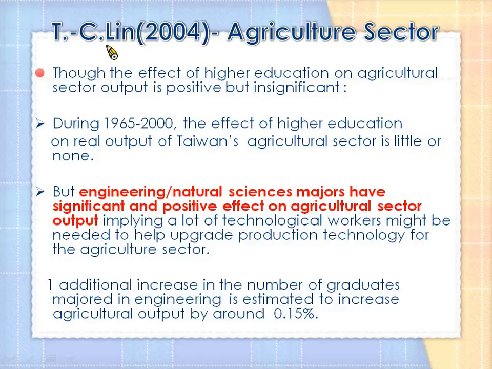By looking at the agricultural sector, again, engineering and science majors have a significant positive effect on the agricultural sector as well. Okay. Implying that a lot of technology workers might be needed to help upgrade production technology, because agriculture, just like industry, also needs technology improvement more than service sectors. So you can find that engineering and natural science majors help. An additional year of increasing number of graduates majoring in engineering is estimated to increase agricultural output by 0.15%, which is of course higher than 0.07% for the service sector.